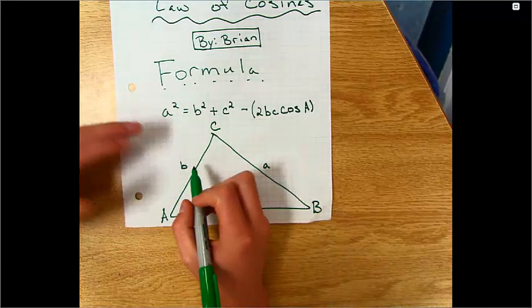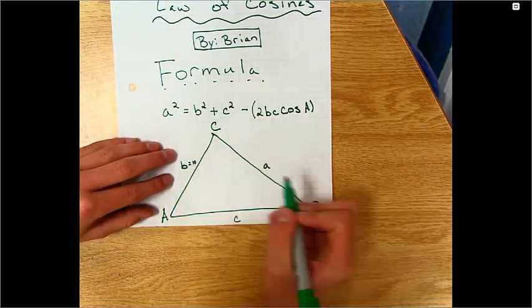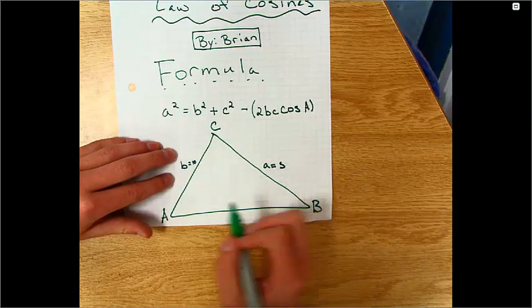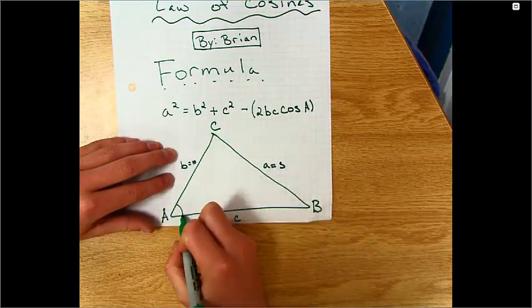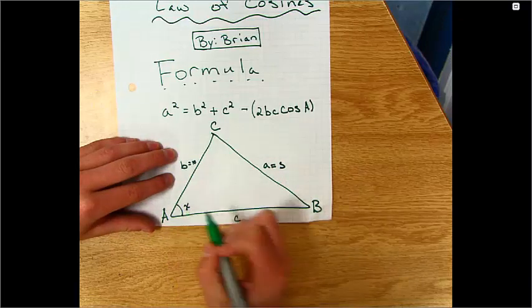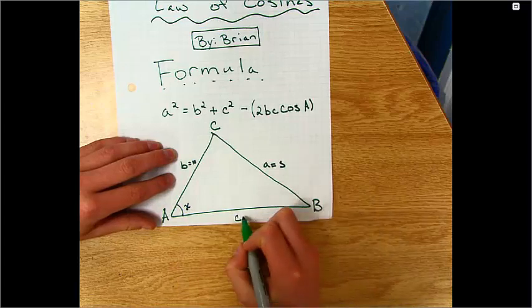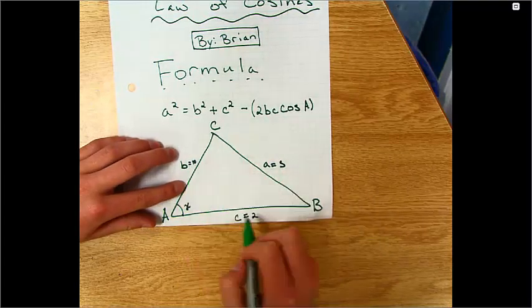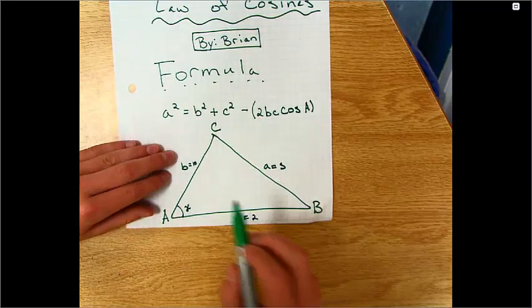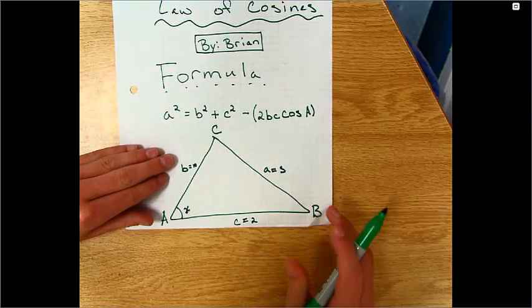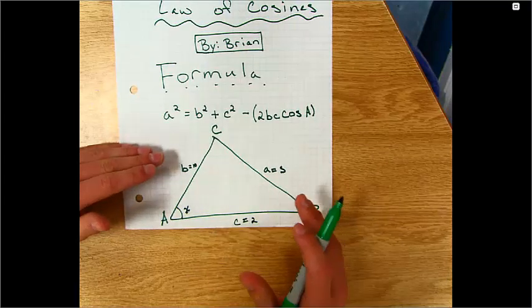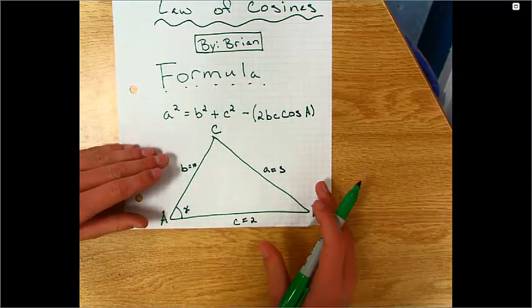So say you know b is 10 and a is 5, and c you have as well, which is 2, and you want to know what angle A is. Then you can use this. It's like the Pythagorean theorem, but it doesn't work the same way because you don't have a right triangle, and the Pythagorean theorem only works with right triangles.